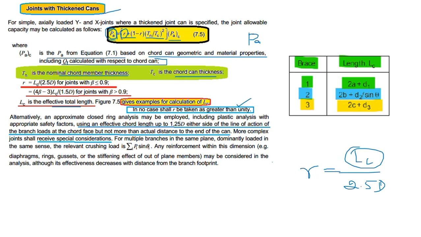So this also depends on, like, this formula LC by 2.5D also depends on the beta value. If beta is less, we can go with this straight away. If beta is more, then once again 4 beta minus 3 divided by LC into 1.5 times D. That way we have to calculate the R.